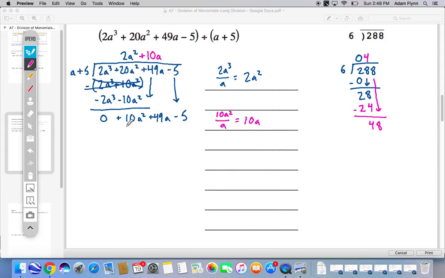So I have a times 10a, which is 10a squared, and I have 5 times 10a, which is 50a. And because I'm subtracting like I did up here, I have to switch my signs. An easy way to tell if you've messed up or not: if these terms right here do not cancel, then you've done something wrong. So I'll combine: 10a squared minus 10a squared cancels, we get 0. I have 49a minus 50a, which is negative a. And then of course I have my minus 5 that I bring down.